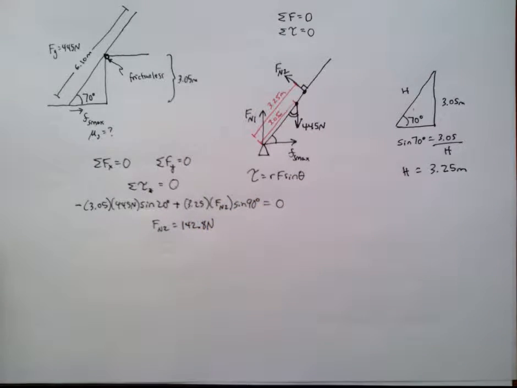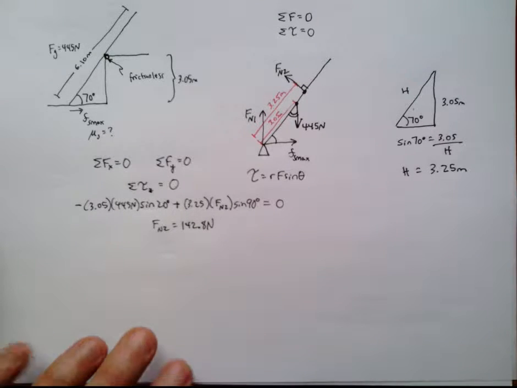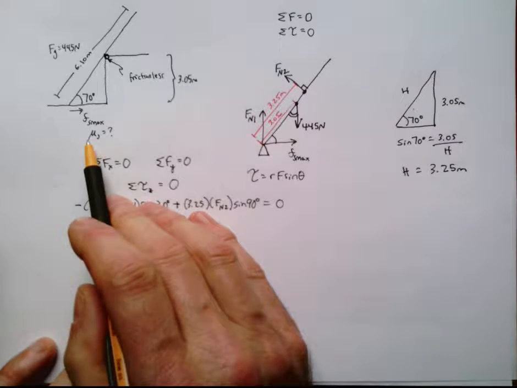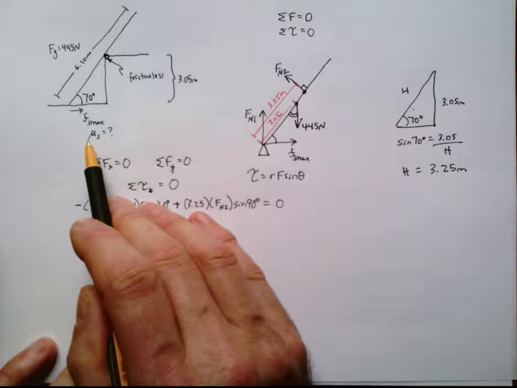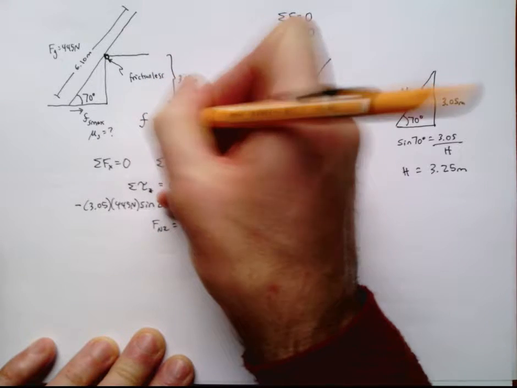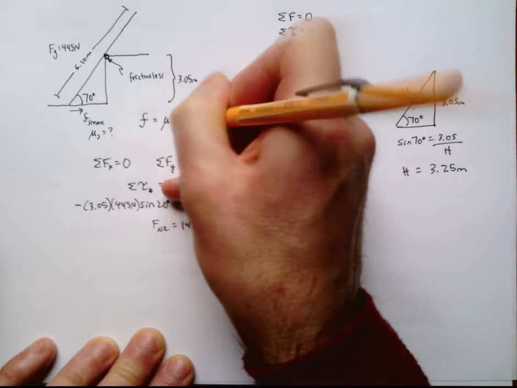Now, of course, that doesn't answer our question. And I should go back and say, how are we going to solve this? We're looking for the coefficient of static friction. And the only formula we have that has coefficient of friction in it is friction equals coefficient of friction times normal force.